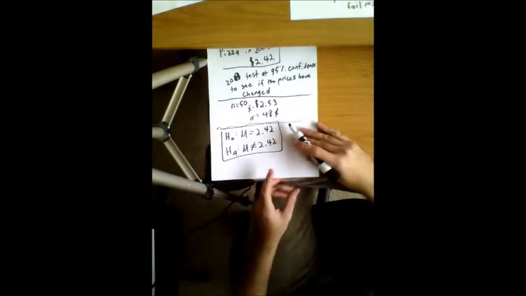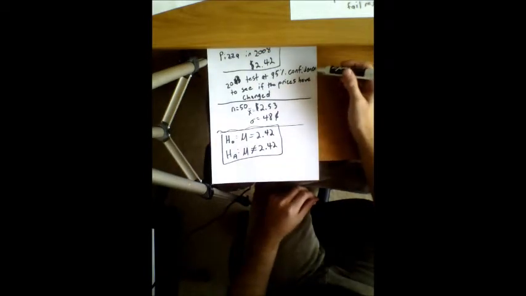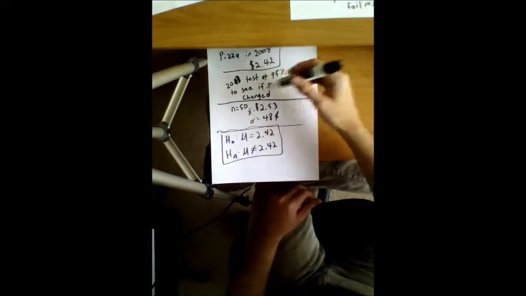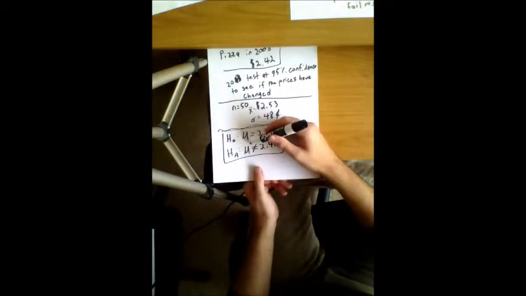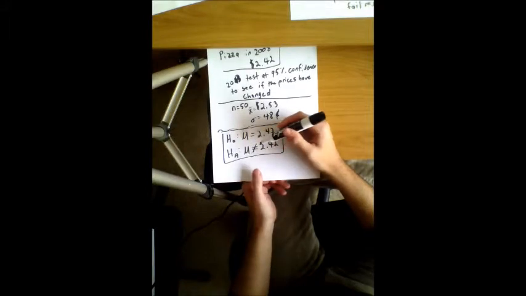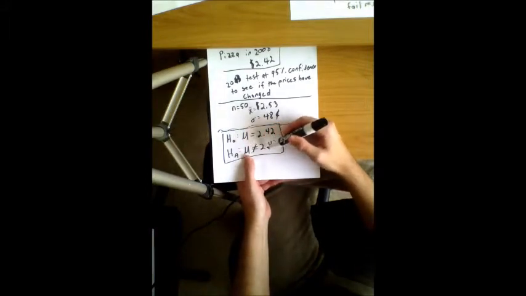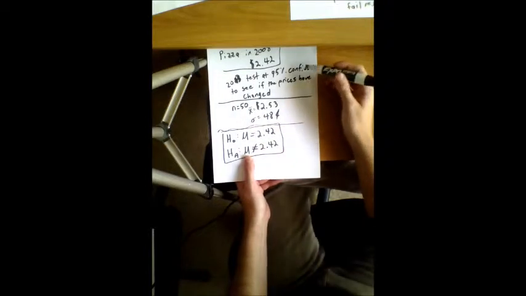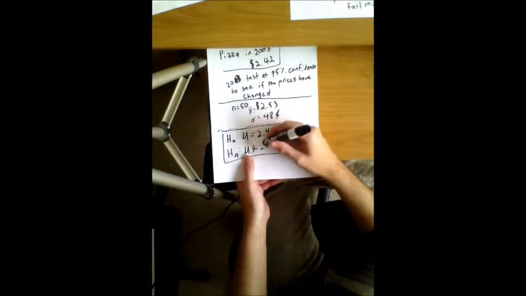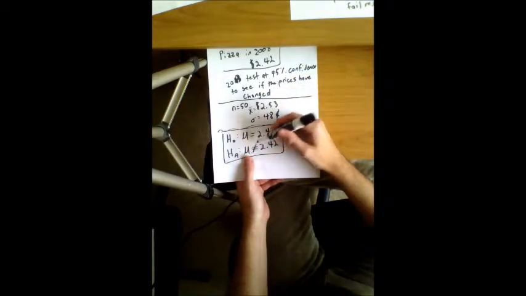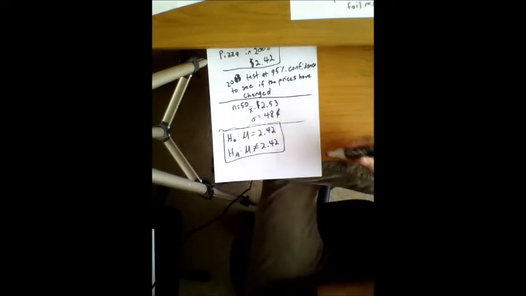Of course, if I said instead a 95% confidence test to see if the prices have increased, then I would put greater than here, because that would mean that these prices must be greater than the old $2.42. If I said decreased, then I'd have to put less than. So here I've just said changed, so I put not equal to. So we've got our hypothesis test.